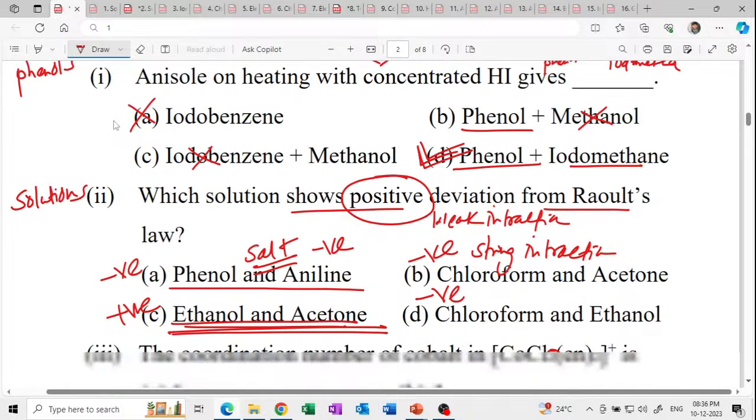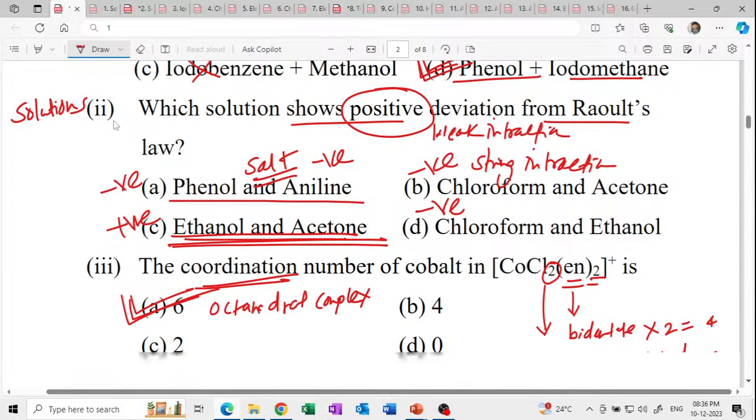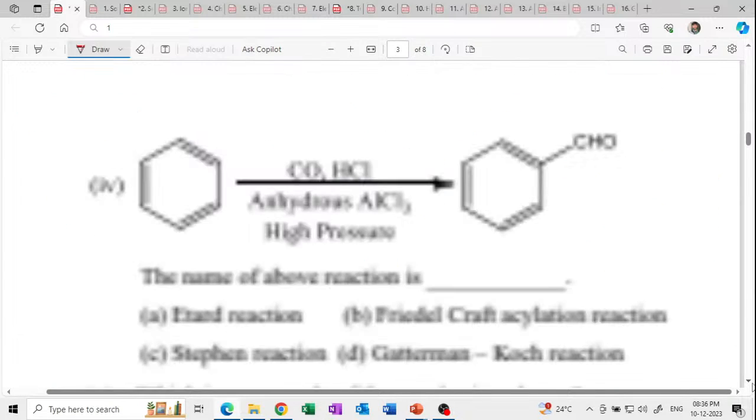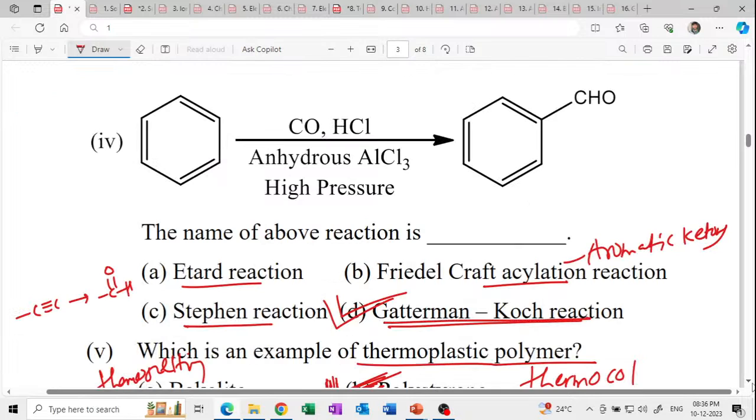The question about the coordination number of copper is from coordination compounds. Question from coordination compounds. Next question, the Gatterman-Koch reaction. This is a question from aldehydes and ketones. Aldehydes and ketones question.